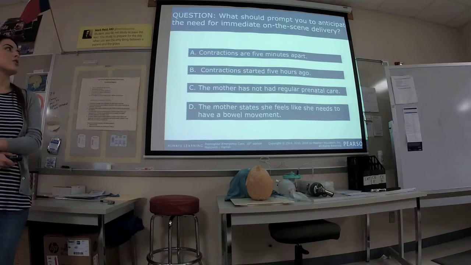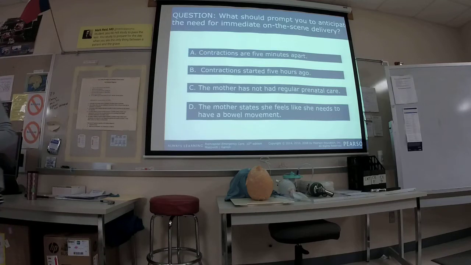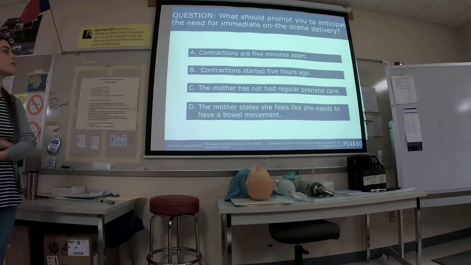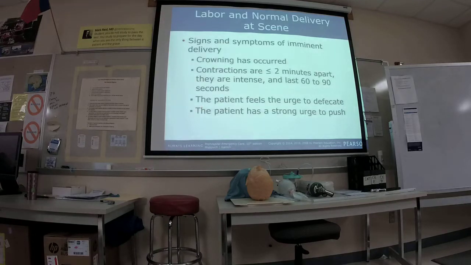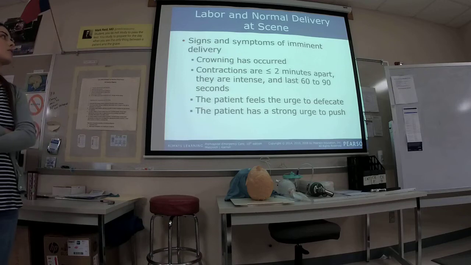So question, what should prompt you to anticipate the need for immediate on-scene delivery? Who thinks it's D? Yeah. Contractions that are 5 minutes apart, that's too long. Contractions that are 5 hours ago, nope. And then has not had regular prenatal care, nope. Yeah, so she needs to have a bowel movement, because that was one of the signs and symptoms of imminent delivery.